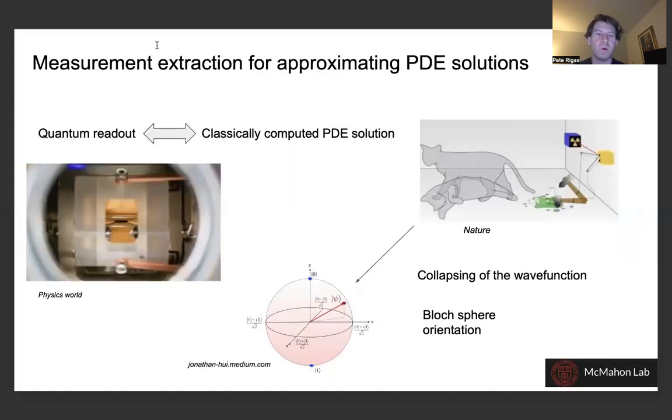And we would like to form or extract measurements for approximating PDE solutions, in which we would like to make use of roughly the following correspondence. We want to make a connection in a frame of comparison between our quantum readout and the classically computed PDE solution. And this is very much like readout that we can obtain from experimental hardware, in which we don't know the exact state of the resultant superposition, much like how Schrodinger's cat is in a combination of being dead and alive before we open the box and determine whether the cat's been hit with radioactive material. And when we're extracting the measurements, the wave function collapses and we have a corresponding Bloch sphere orientation.